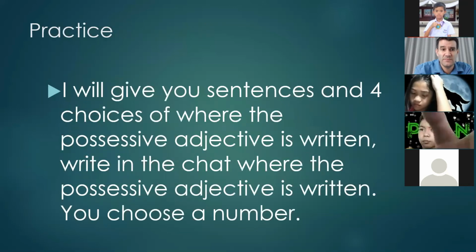Okay, so now we can practice. In the chat, you can open your chat, and you will write 1, 2, 3, or 4. Just one number. You just have to write a number. I will give you a sentence and 4 choices of where the possessive adjective is written. Okay, so write in the chat the number you choose. Maybe the first one can just be an example. We can do it together.